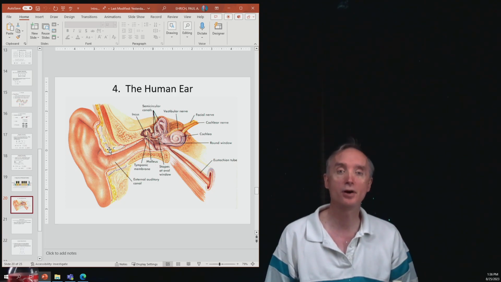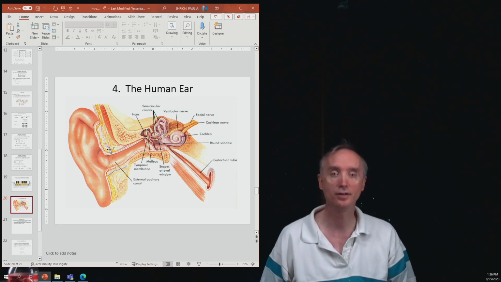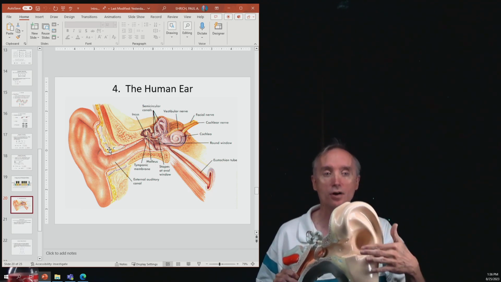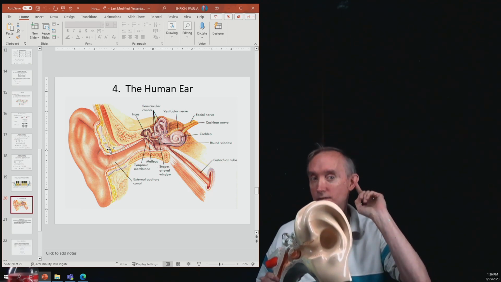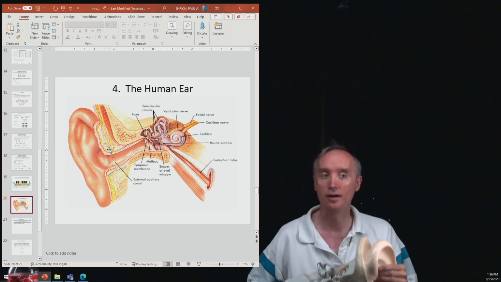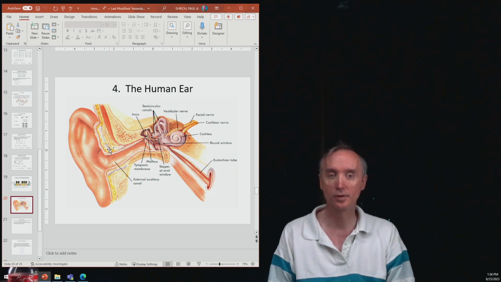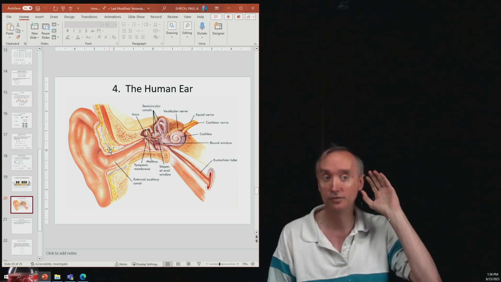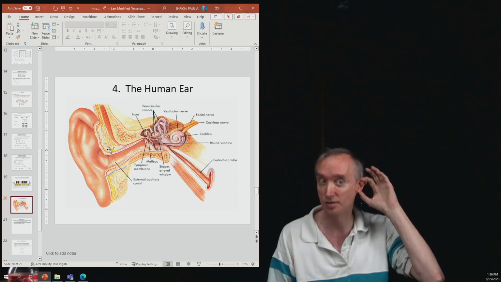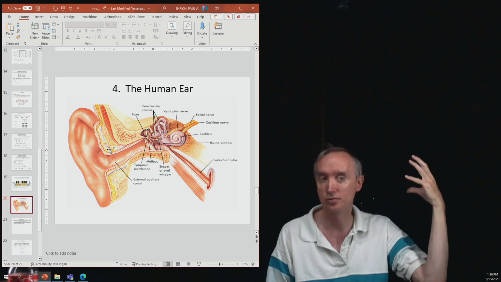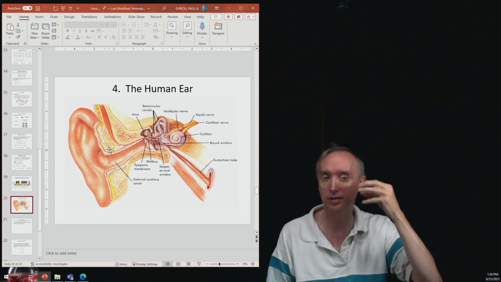So the first part of the human ear is going to be the outer part, this part here, which is going to be called the pinna. That's going to be this fleshy part of the outside of your ear. So what do you think is the purpose of the pinna? Okay, it acts like a funnel. You notice that these things are pretty big and they act like a funnel to channel the sound into the ear.